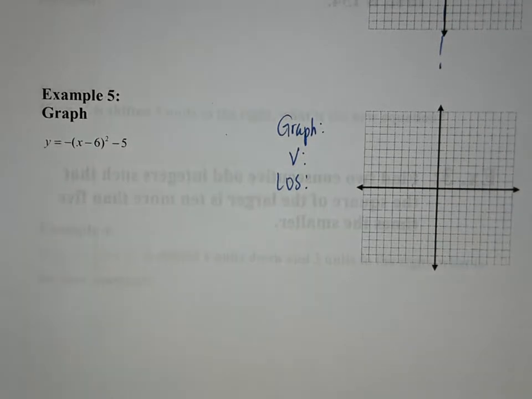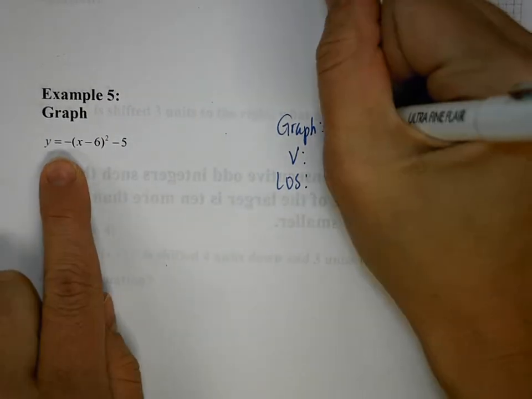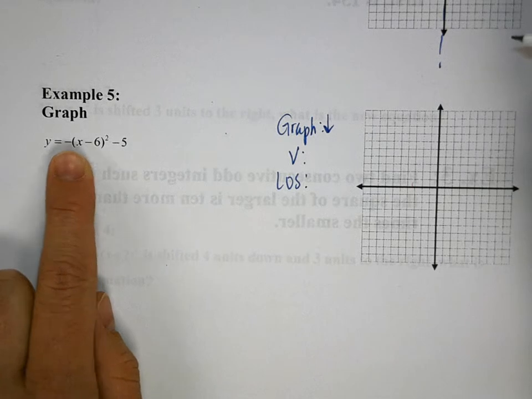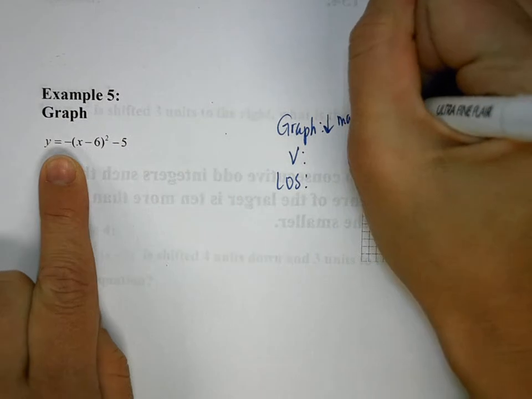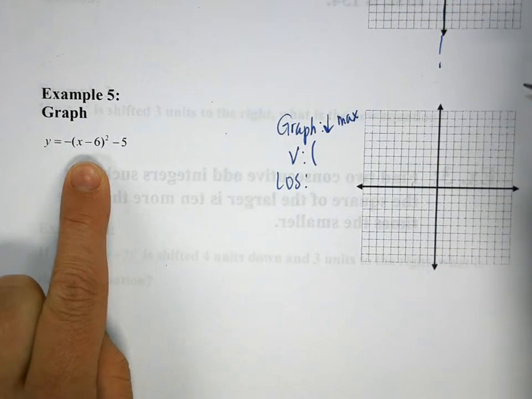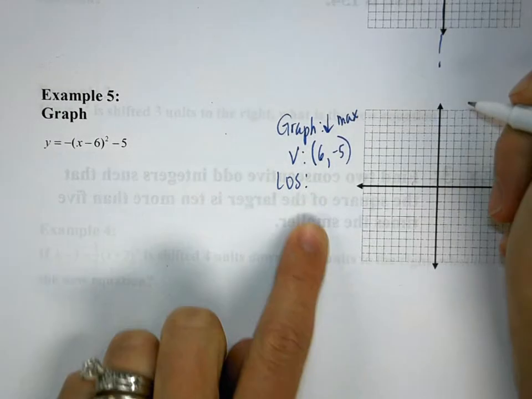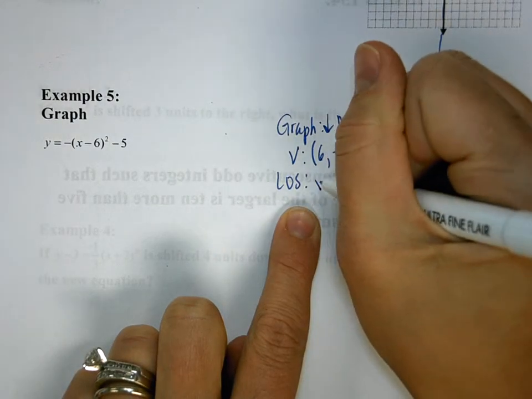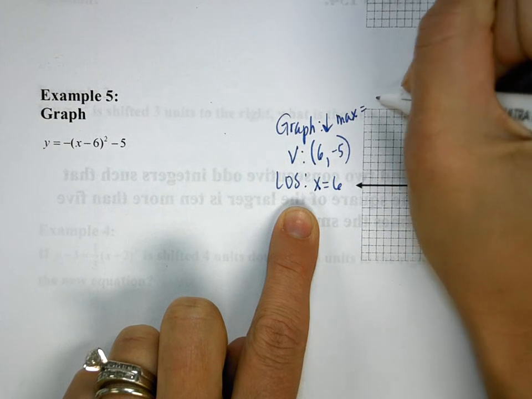All right, so it looks like most of you got it. On here, my graph, is it going up or down? Down. Why do we know it's going down? There's a negative in front. Is this going to be max or min then? Max. Good. What is my vertex on here? 6, -5. Very good, which means that my line of symmetry is x equals 6, and my maximum value is -5.